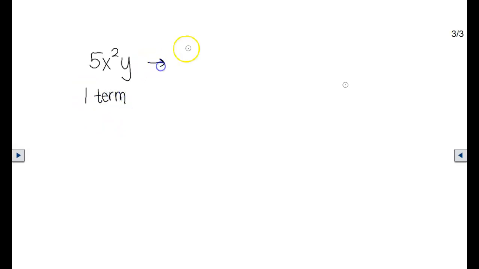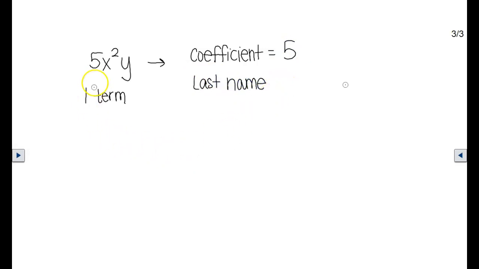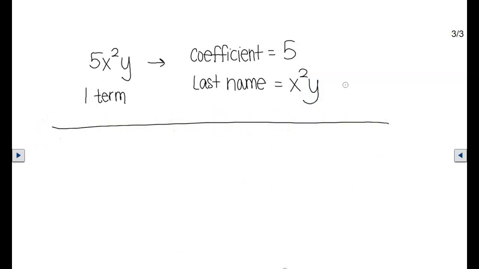For this particular term, your coefficient would be the 5, that number that we see sitting in front of the variables, and our last name, notice this time, has 2 variables in it. So all of this variable stuff over here is the last name of that term, so it would be x squared y. So we have a coefficient of 5 and x squared y as a last name.